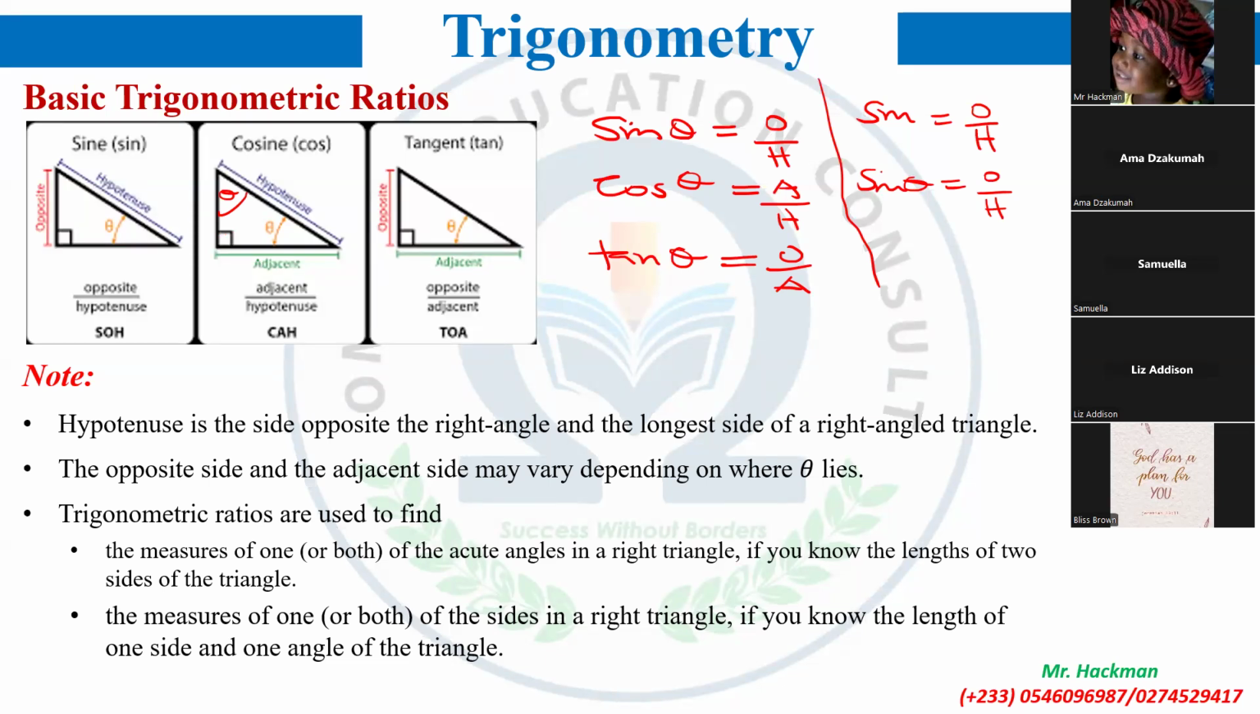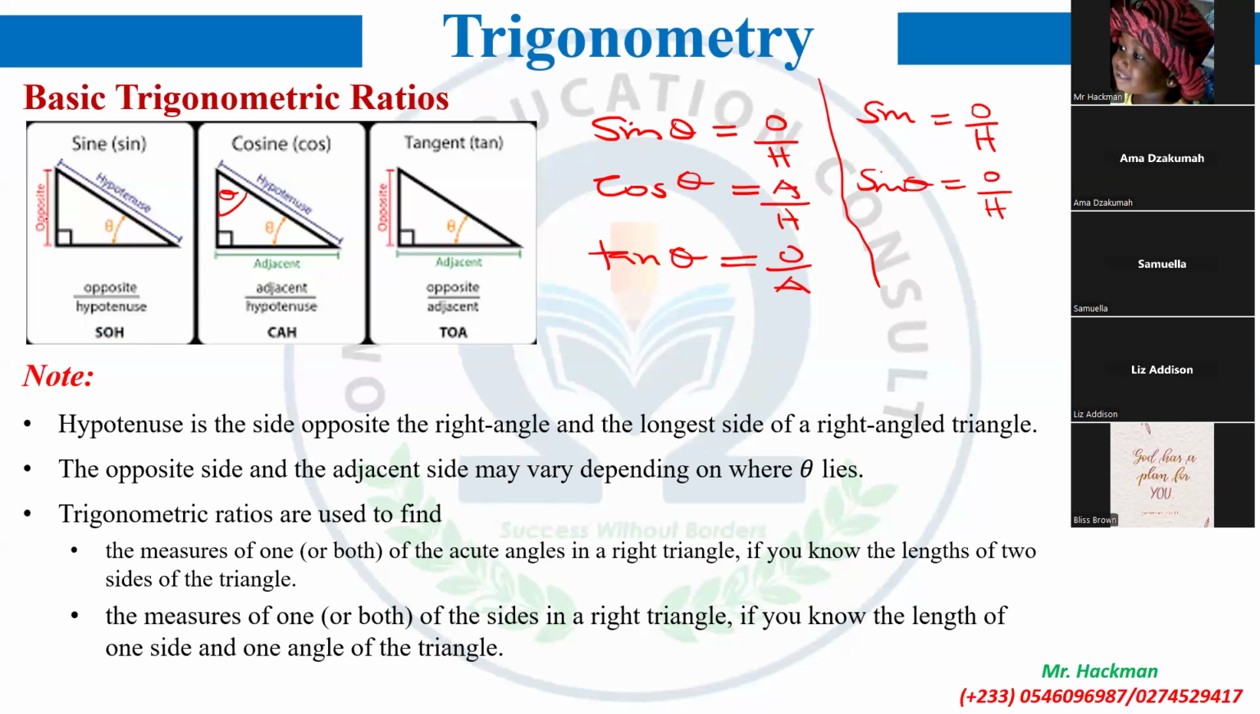Okay, they are relative to what? Your angle that you are considering. So the angle and the consideration. So here our angle and the consideration, you can see we are using theta. So when we come to theta, this is the opposite, and this will be what? The adjacent.